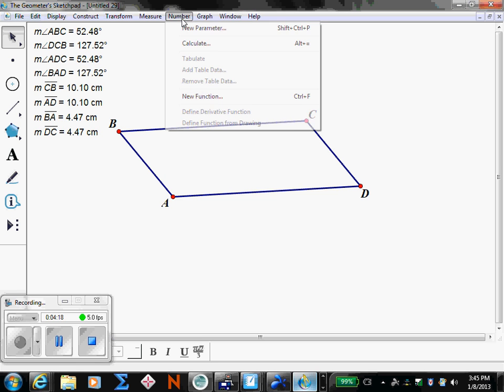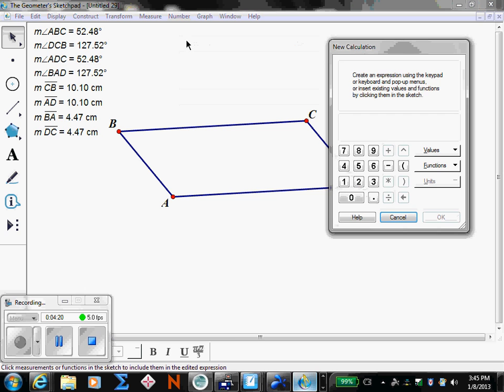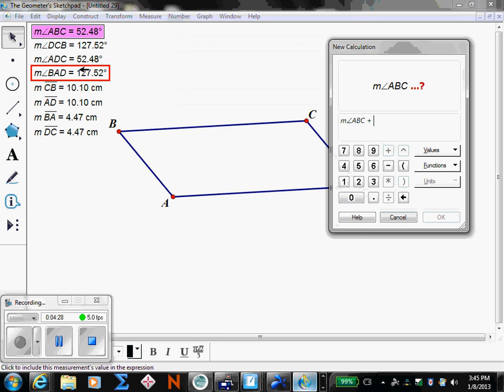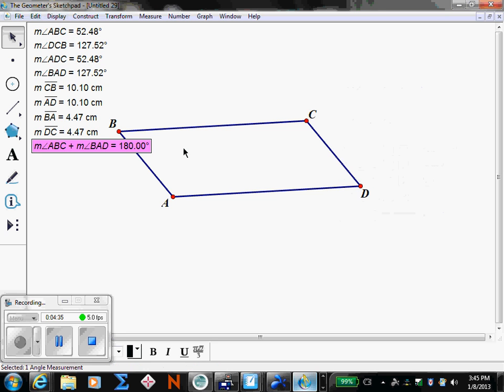So I'm going to open up my calculator, and I am going to take angle B and add to it angle A. Those are called consecutive angles because they're one right after another. And look, they are supplementary. So A and B are supplementary, and since A and C are equal, that means B and C are supplementary, and then C and D are also supplementary. So consecutive angles are supplementary.